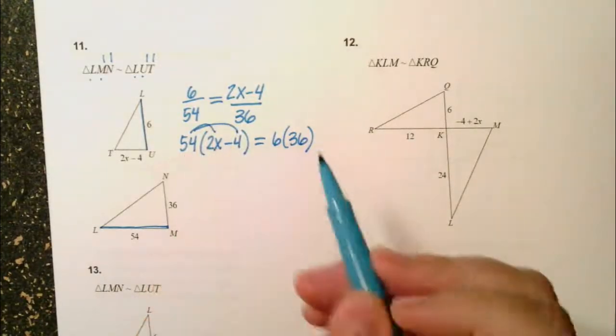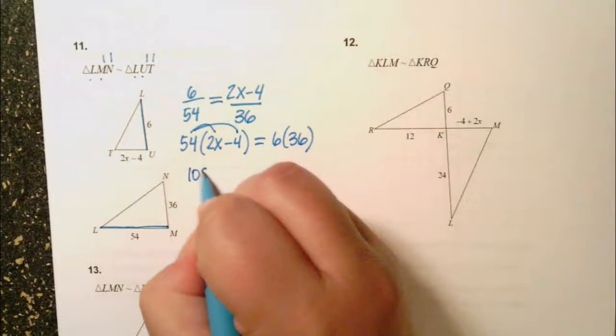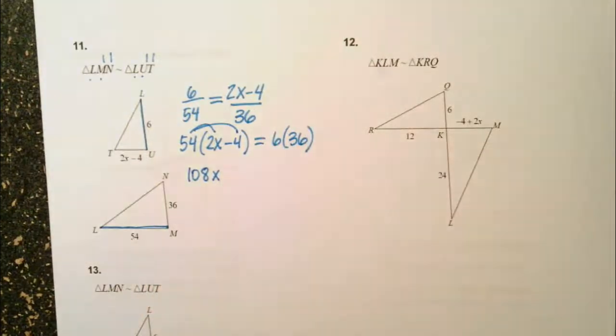So 54 times 2x is going to be 108x. I like this blue better, don't you? I should have been using it the whole time.